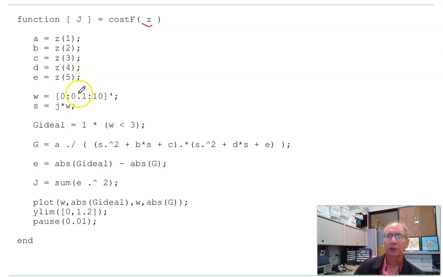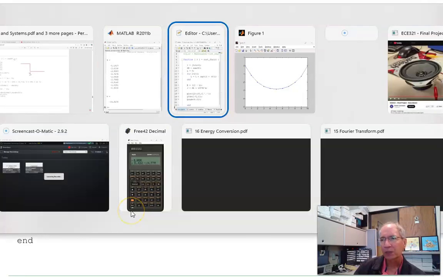Let's take the frequency between 0 and 10 radians per second. S is j omega. Here's what the gain should be. Gain should be 1 out to 3 radians per second. Here's what g of s really is. Take the difference in the gains, return the sum squared error, and plot it. So here's what that looks like.